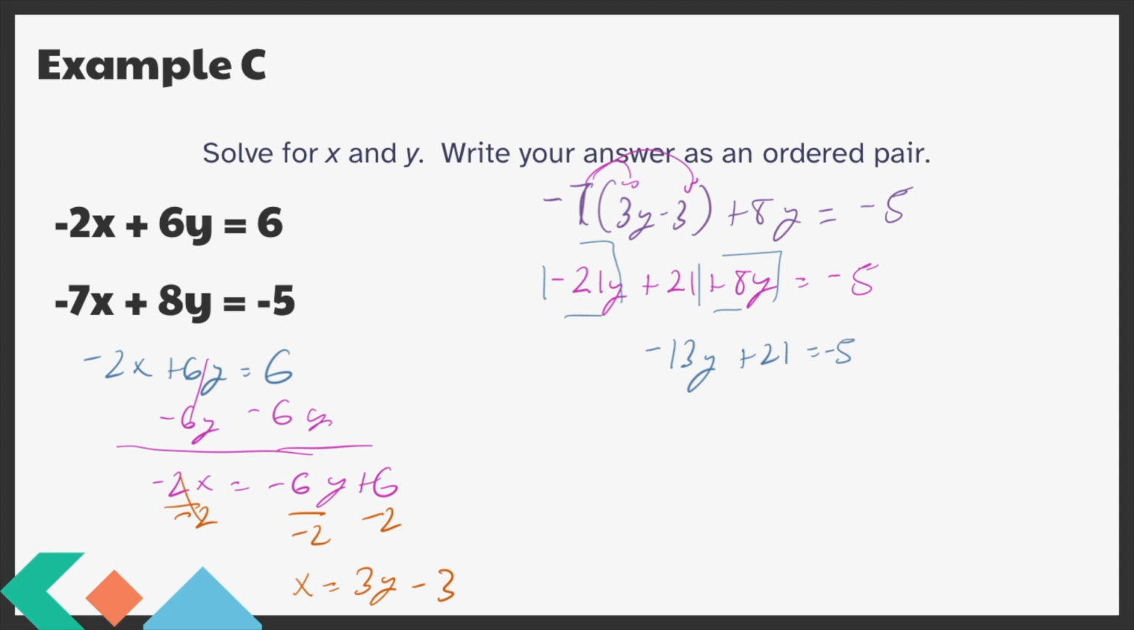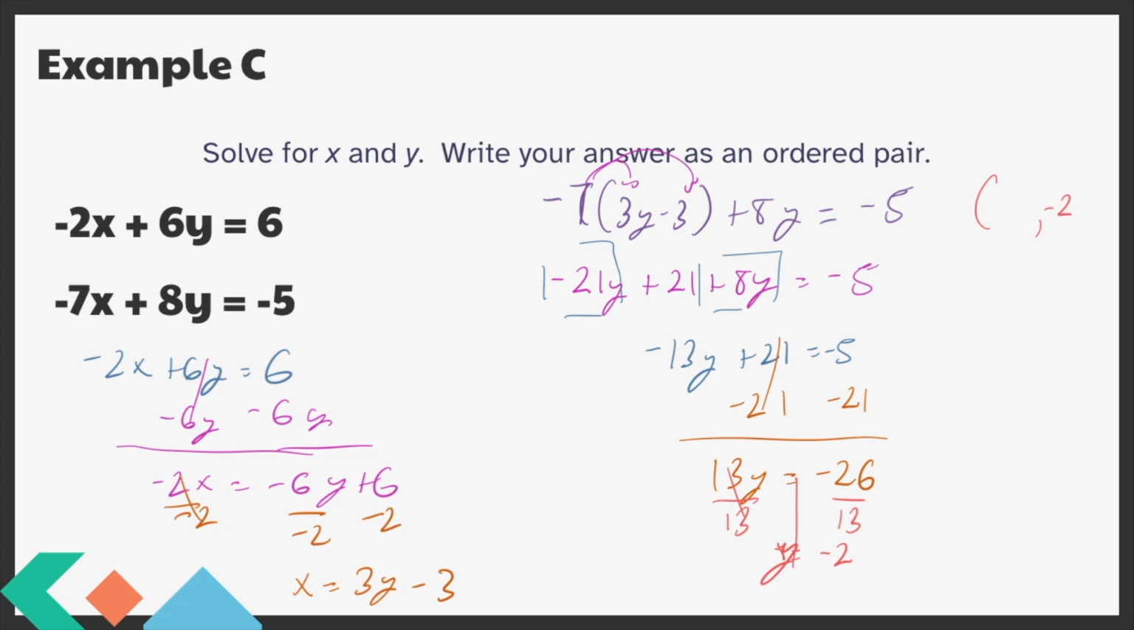Then we're going to subtract 21 on both sides. Do that now. Minus 21, minus 21. These are going to cancel. Leave me with negative 13y is going to be equal to negative 26. And my last step is going to be to divide both sides by negative 13. And when I do that, I get y is equal to 2. So I've got y equal to 2. So that is one of the points in our ordered pair. So we know the y now is 2.